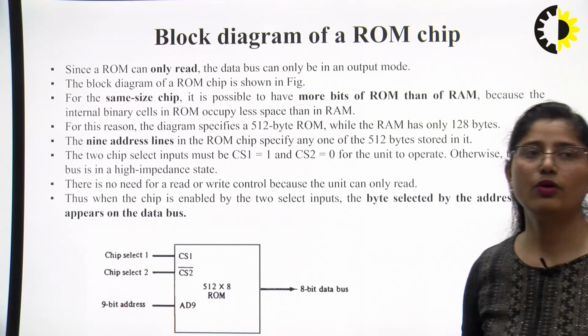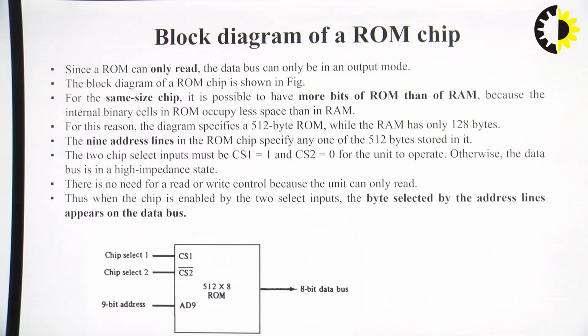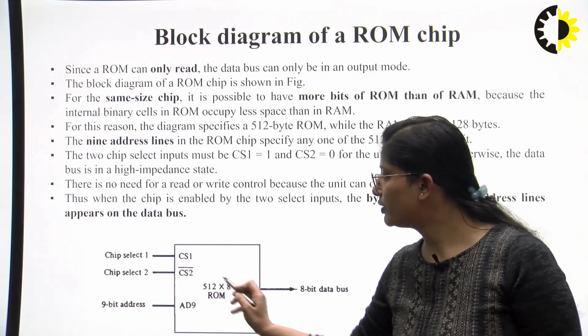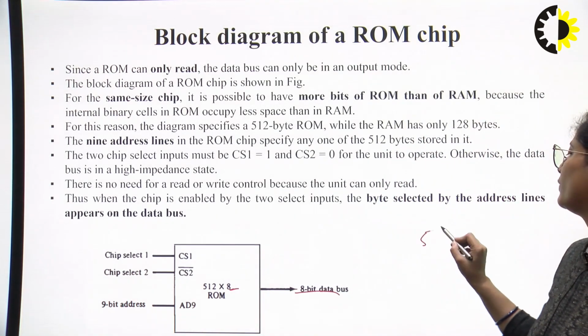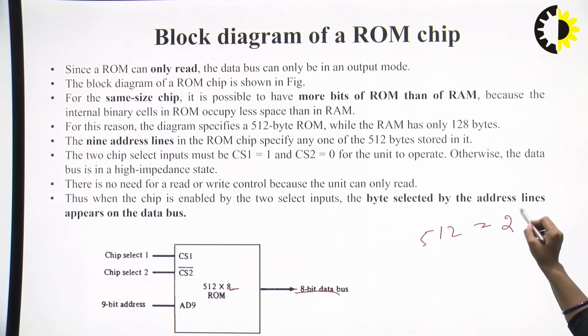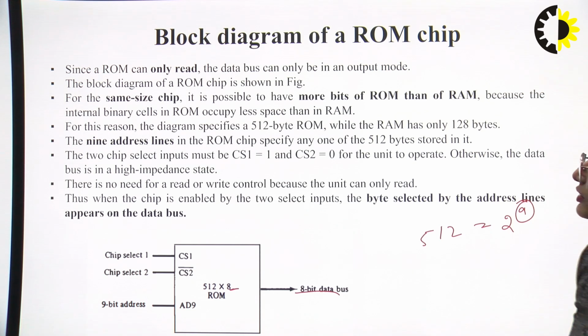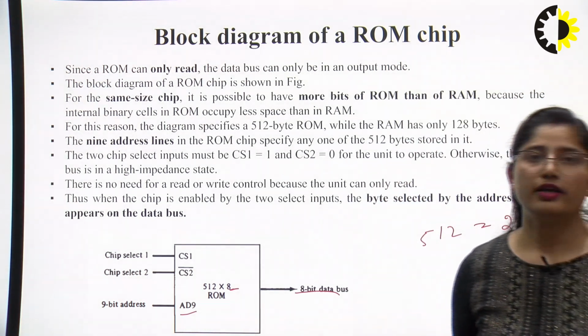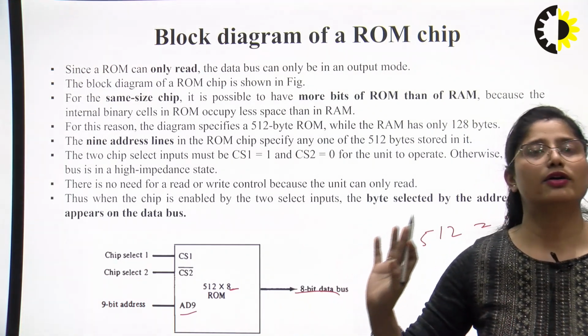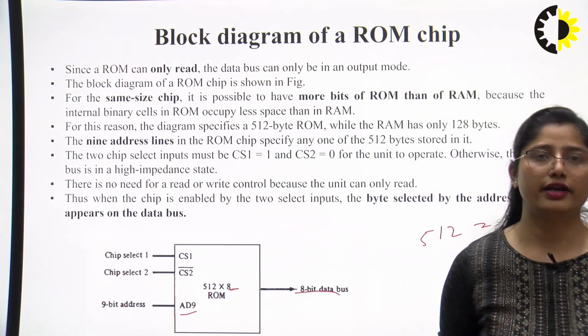And now this is the block diagram of ROM. So here the size of the memory is 512 x 8. So an 8-bit data bus is there, and 512 is equal to 2 to the power 9. So the size of the address bus will be 9 bits. So here it is written 8 and 9. Read and write signals are not there. Why are they not there? Because ROM can only read the data. It cannot write any data.